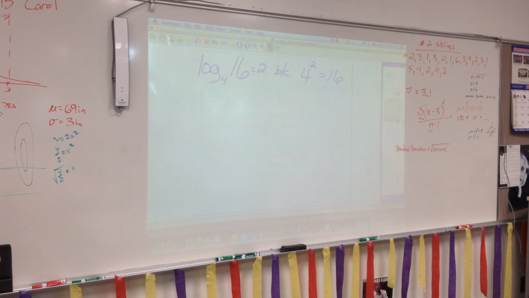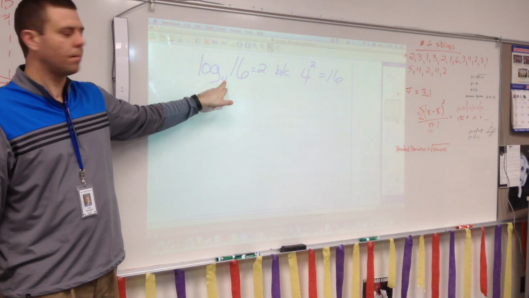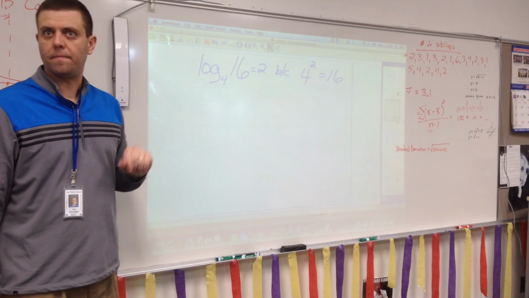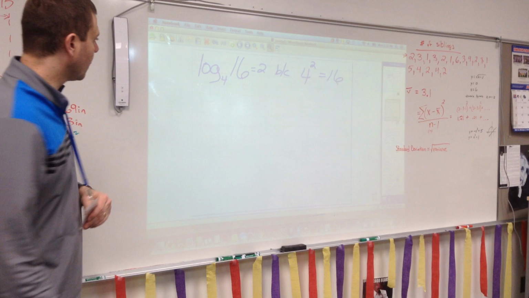So the bottom number that's smaller is the base number. This is always your base. Is there always going to be one of those? Not always, but if you don't see one, it's either a 10 or an e, which I'll get to.